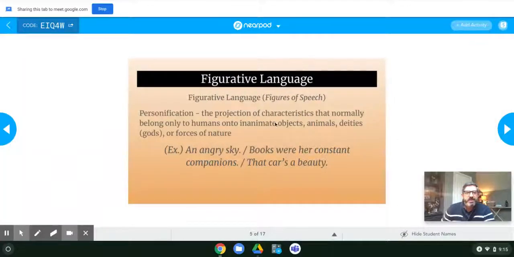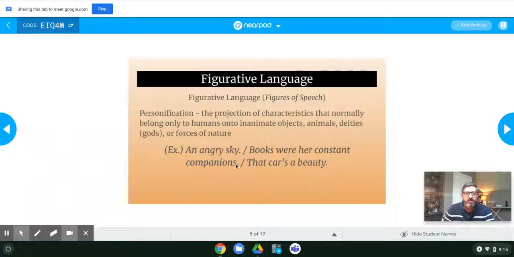So let's look at some examples of figurative language, or like I said, figures of speech, one of them being personification. This is the projection of characteristics that normally belong only to humans onto inanimate objects, animals, deities, or forces of nature. So you're taking something that's not human and you're giving it human characteristics. For example, an angry sky. And we know the sky can't be angry. Being angry is a human emotion, so we're putting that human emotion onto the sky.